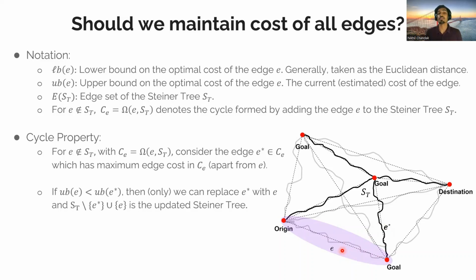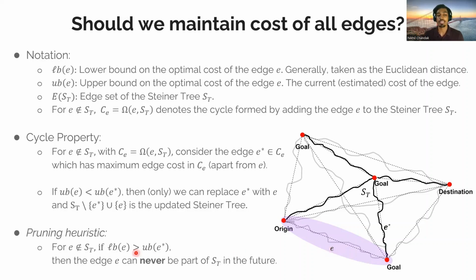Based on this, we can come up with a pruning heuristic that states that for any edge E not in the Steiner tree, if its lower bound is strictly greater than the upper bound of its opponent, then it can never be part of the Steiner tree. This is because E can only replace E star if its upper bound is less than the upper bound of E star, and the upper bound of edge E is always greater than or equal to its lower bound, and if that is strictly greater than E star's upper bound, then essentially E can never replace E star, so it can never be part of the Steiner tree.